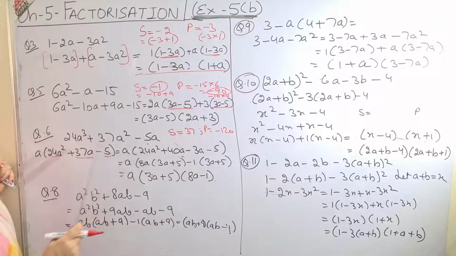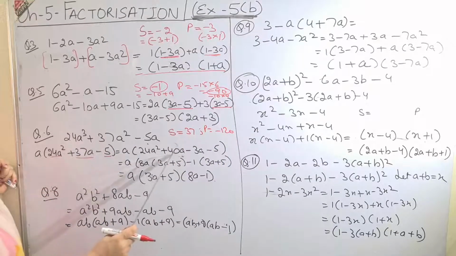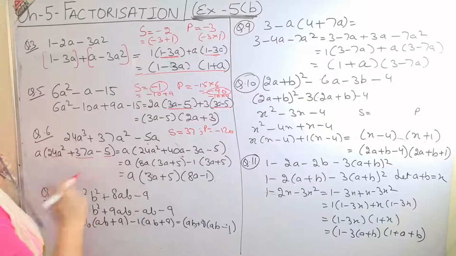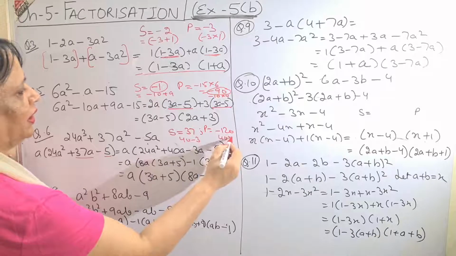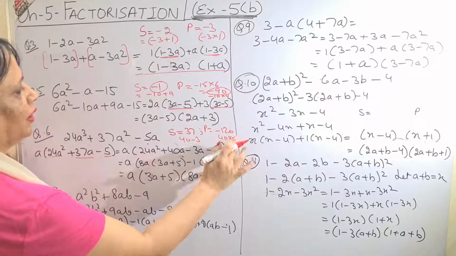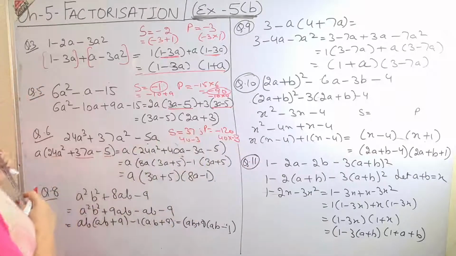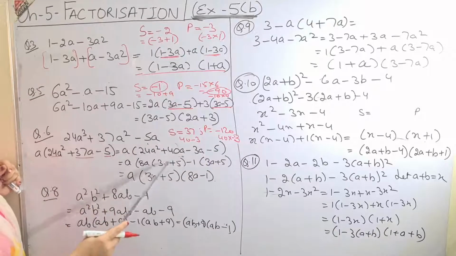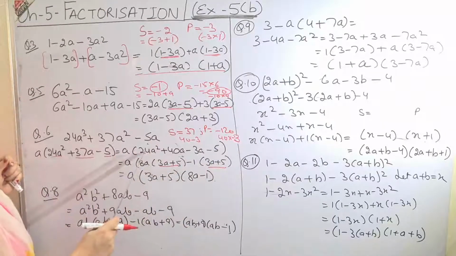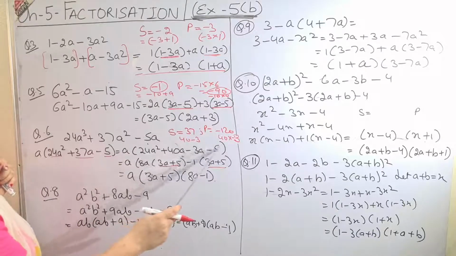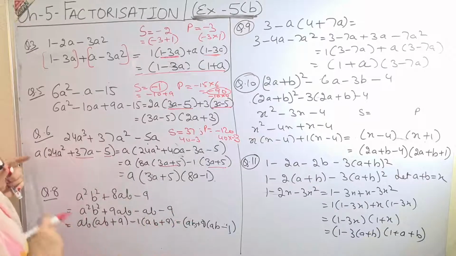In 24a square, in place of 37a I have written 40 and minus 3, because 40 minus 3 is 37. 40 into minus 3 is minus 120, and then the needful 3a plus 5 is my common factor. We'll take common between the first two, then between the last two, and then this is my answer.